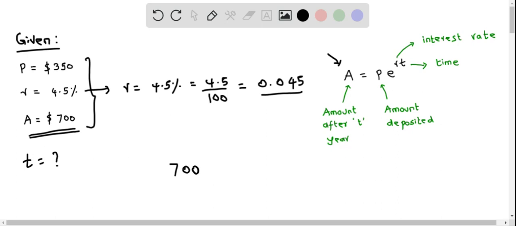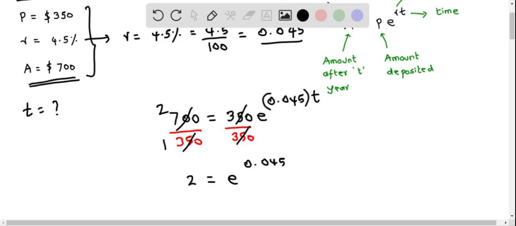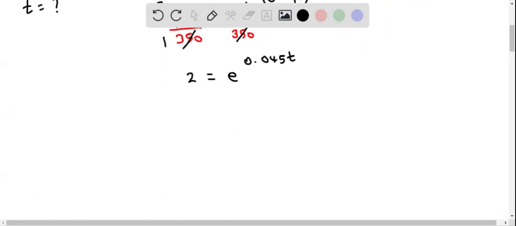So therefore, this becomes 700 equals, and replace P by 350, that is the amount deposited, times e raised to the power of, replace r by 0.045, and then multiplied by t. So we can solve this equation for t. First, I divide both sides by 350. These two 350s get cancelled, and 700 over 350 is 2. So we get 2, and this equals e raised to the power of 0.045t. So we have to solve for t.